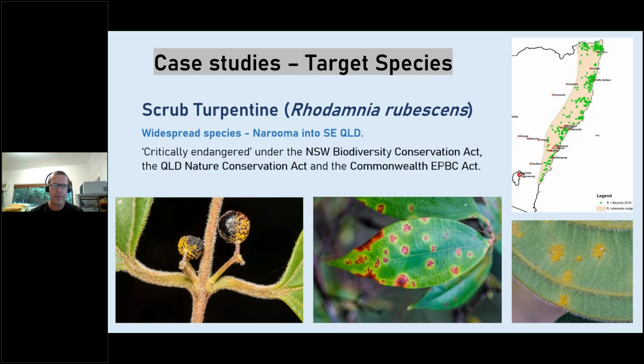The species I've been working on mostly are the scrub turpentine and the native guava, so Rhodamnia rubescens and Rhodomyrtus psidioides. These were both really widespread, common species. Scrub turpentine occurs from the south coast below Sydney all the way up into southeast Queensland, and across that range it was very common, widespread, occurs in lots of different plant communities, and was also used a lot in revegetation work because it was such a hardy, fast-growing species. It's now been listed as critically endangered in New South Wales, Queensland, and at a Commonwealth level.